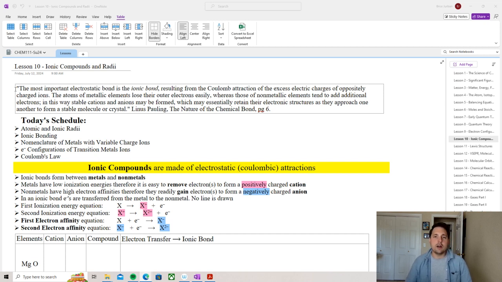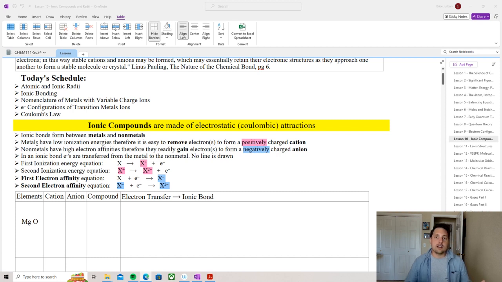I'll also be teaching you about how to name ionic compounds. We've learned a little bit of this already. And we'll specifically look at variable charge ions, metals that can have a variety of different charges. We'll look at some transition metal ions and their electronic configurations. And lastly, we'll end with Coulomb's law, which is how to calculate the energy of an ionic compound when it forms. This is the material from chapter 5.12 and chapter 6.